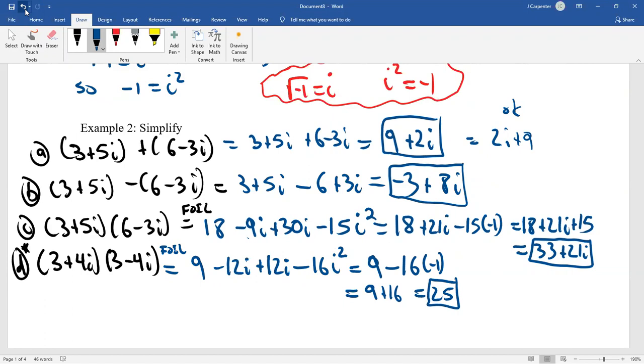Look at the last set of answers. 9 plus 2i, negative 3 plus 8i, 33 plus 21i, versus this answer, 25. These were complex in that they had both real and imaginary parts. This 25, while still complex, does not have an imaginary part. It is completely real. And that is exactly why we need this type of problem for what we're about to do.